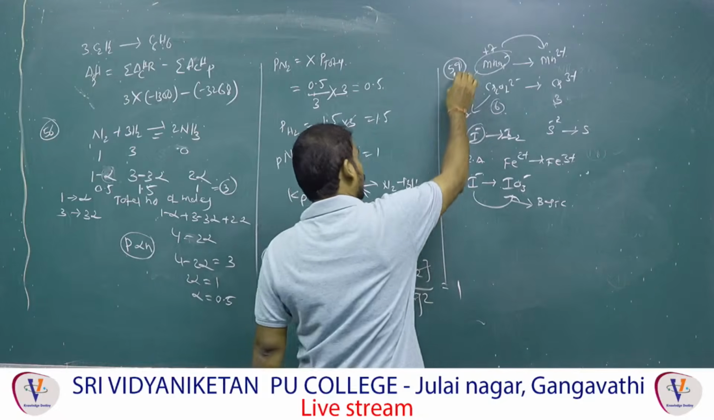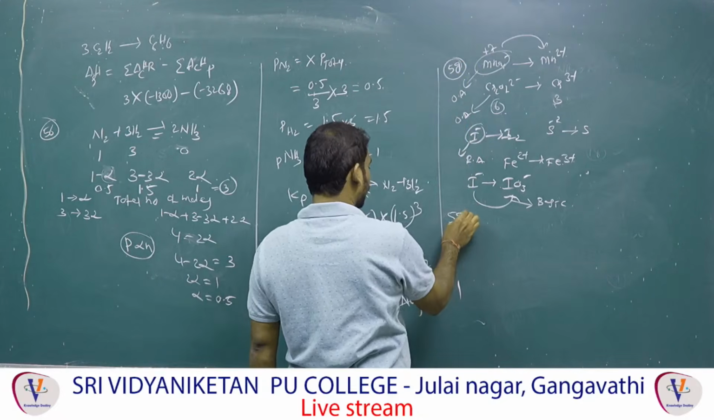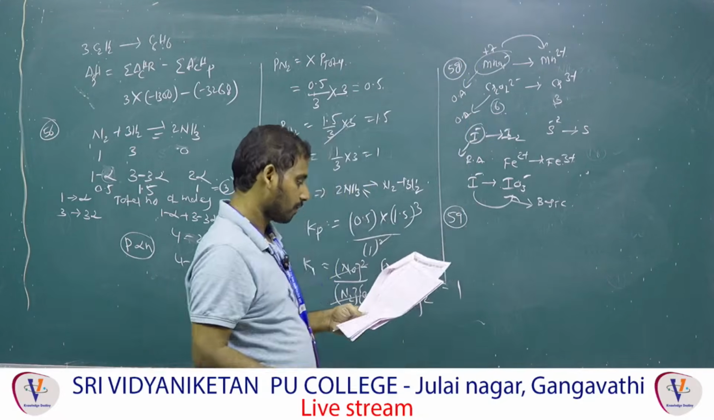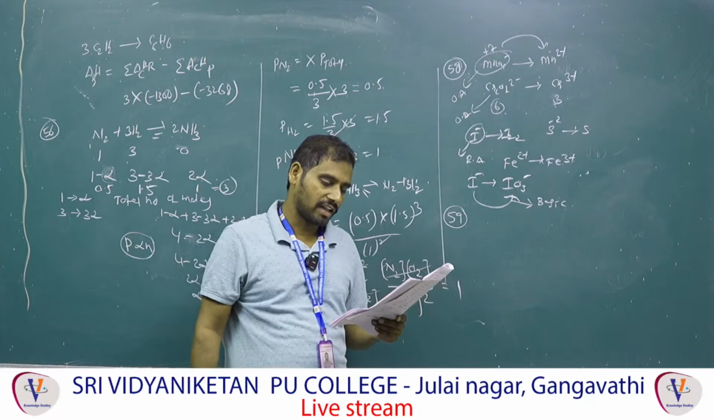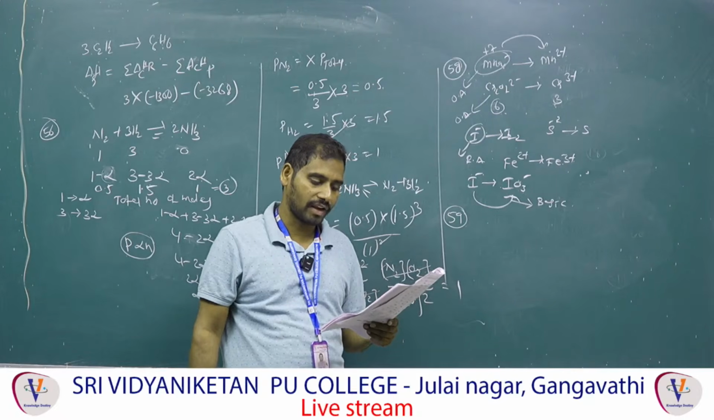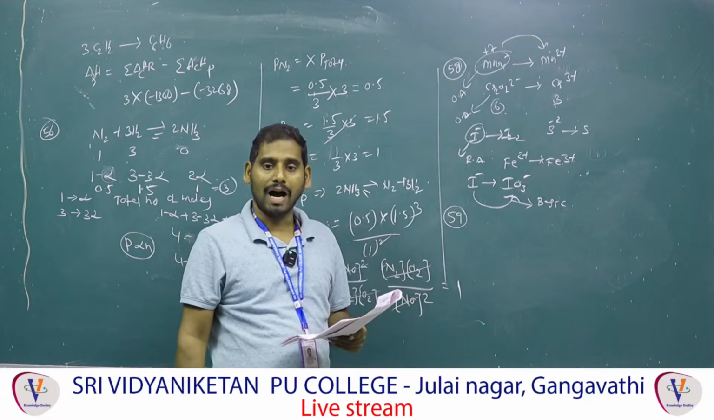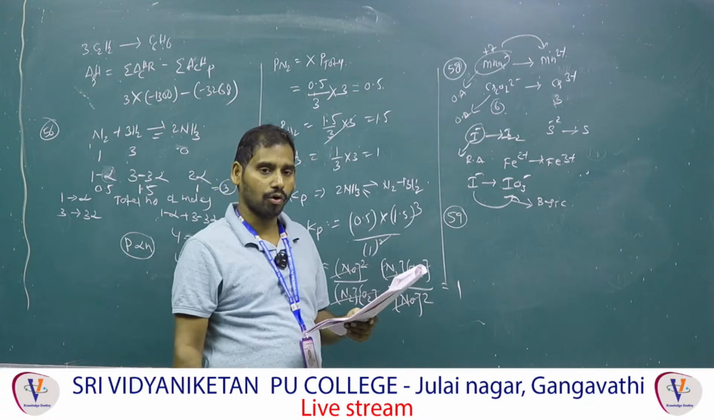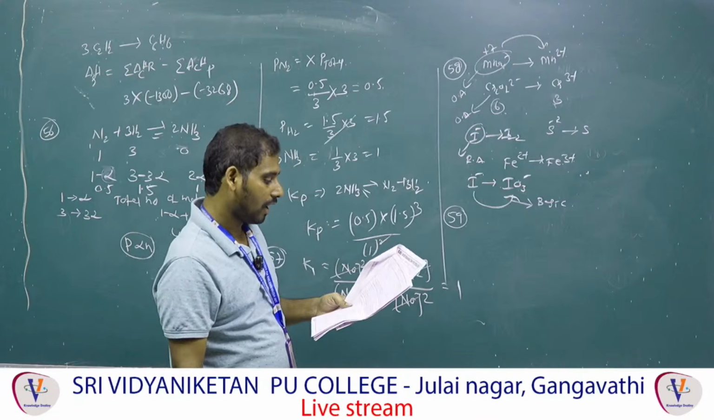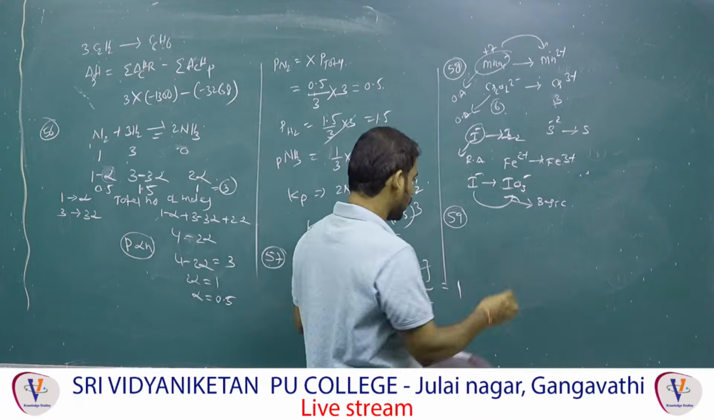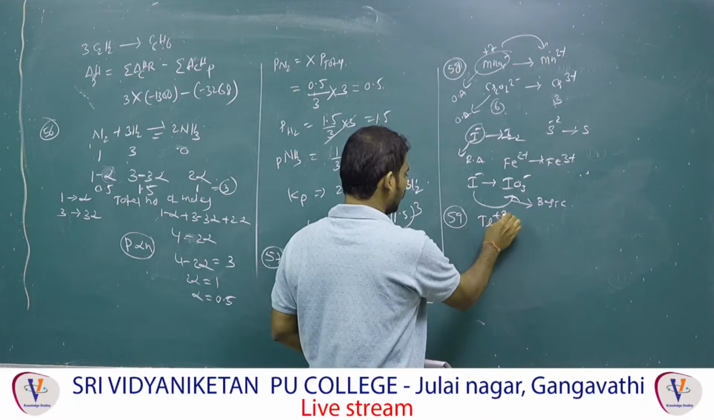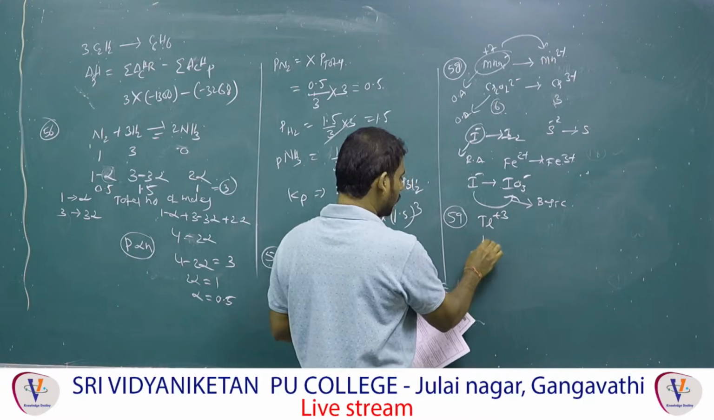D and A block. This is 58, not 59. Now 59. The number of ions from the following that are expected to behave as an oxidizing agent. Oxidizing agent means which undergoes reduction. Reduction means only that is what? Thallium plus 3 and Pb plus 2.